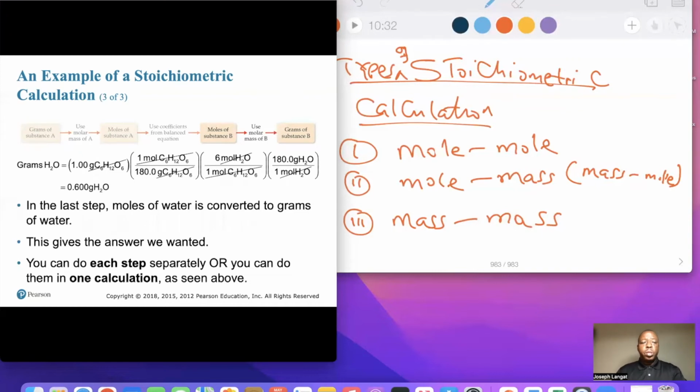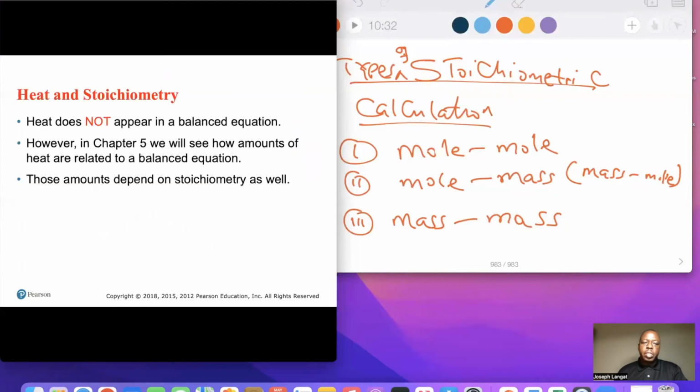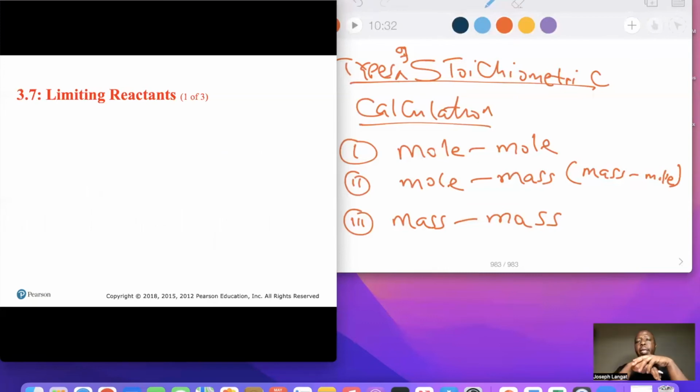What I find involving 2 or 3 conversion factors is the mass to mass. It's the longest, in terms of the 3 types of calculation. We will look at the heat component in the balanced equation, in stoichiometry, I'll leave that to chapter 5 when we get to thermochemistry. In thermochemistry, we look at the heat. So that is what I want to go through in the stoichiometry.